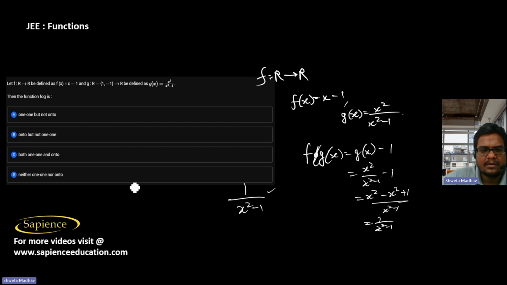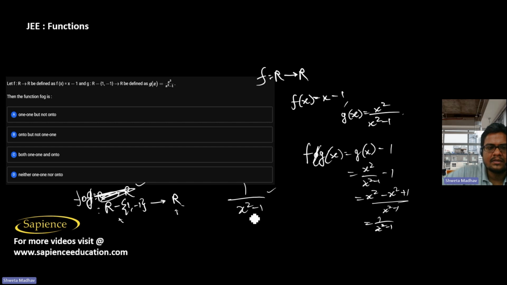Now f of g of x will map from R to R. F of g will map from the domain of g to the range of R. So it means it will map from R minus {1, minus 1} to R. So this will be the domain of f of g. This will be the range of f of g. So now is this one-one or onto, that we have to find out.